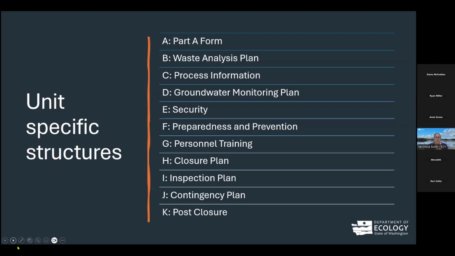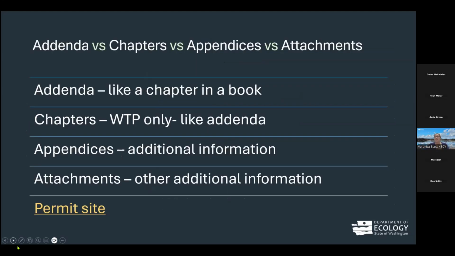Then we have things like groundwater monitoring plans, security, preparedness and prevention, training, and our closure plans. Those are obviously going to be very important for our closure units. Then inspection plans and our contingency plans. So that's kind of the structure of what you might see. If you go to the next slide, we're going to clarify a little bit of language here.